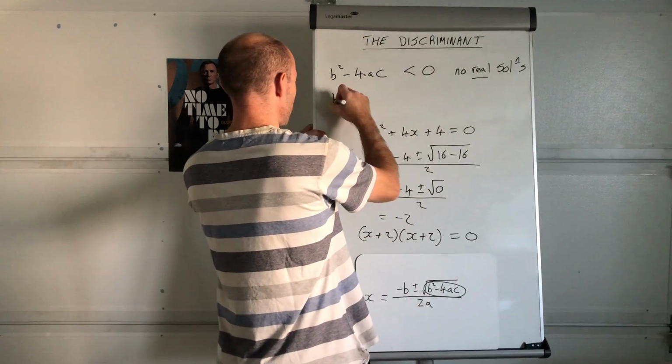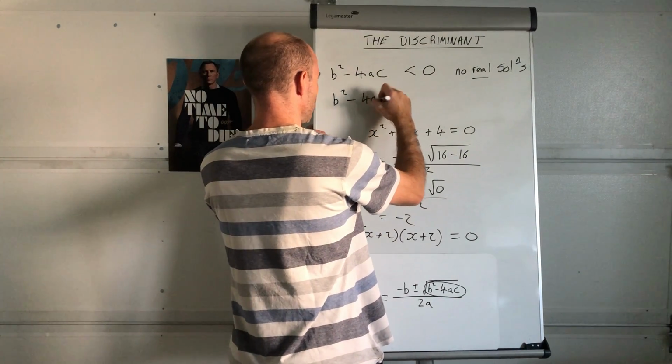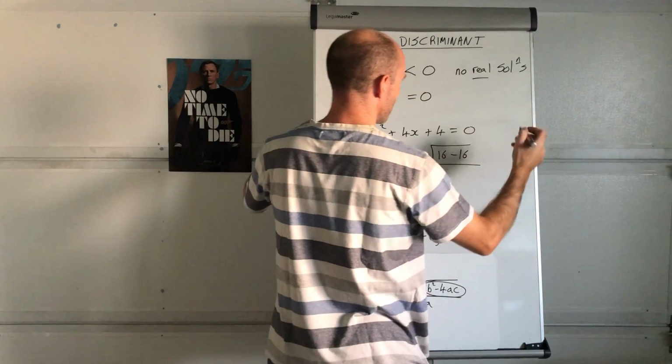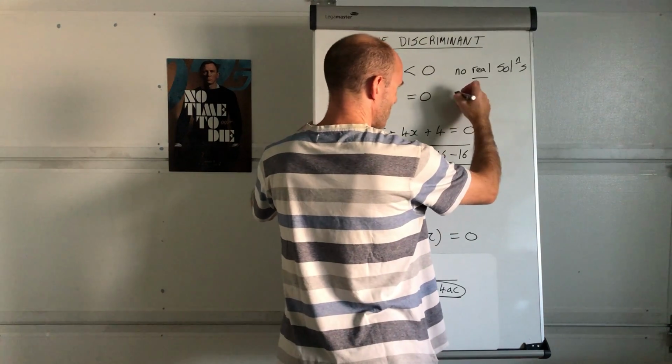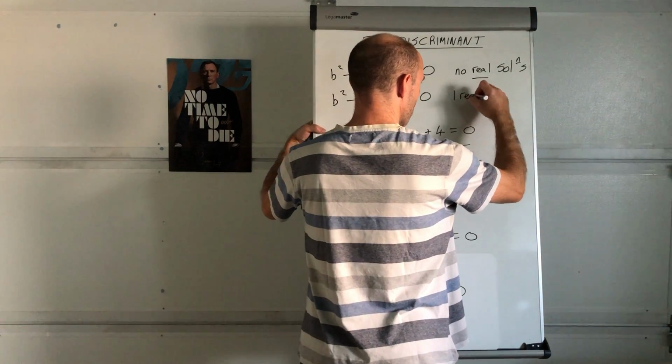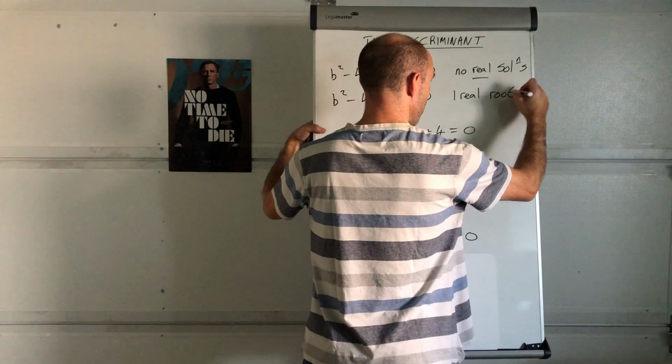So the next one to write down is b squared minus 4ac is equal to 0. Then we have, I'm going to call it, one real root, and it's repeated.